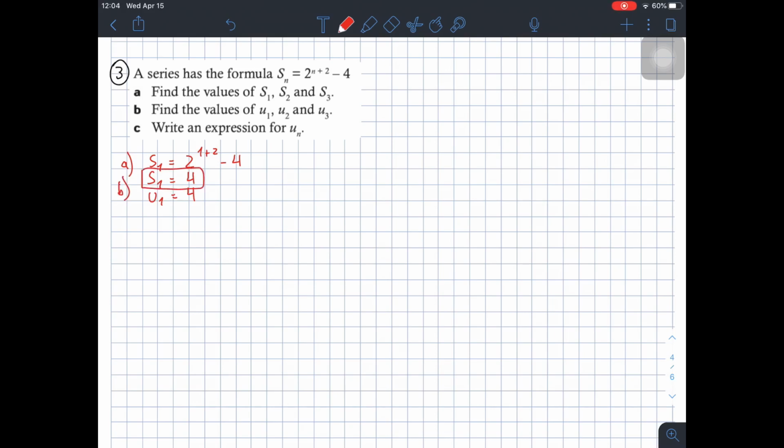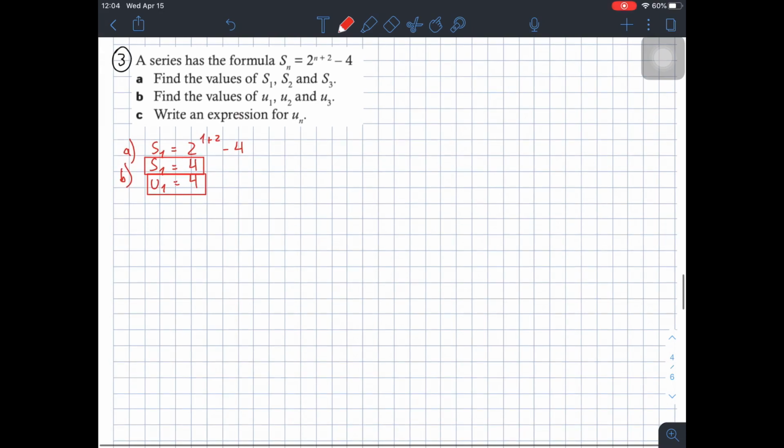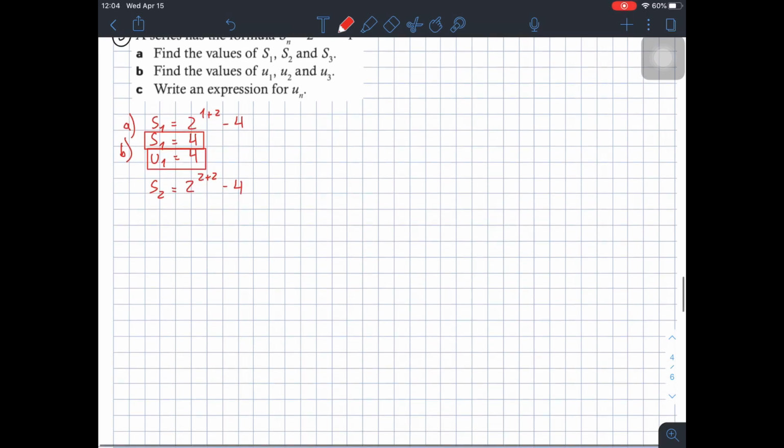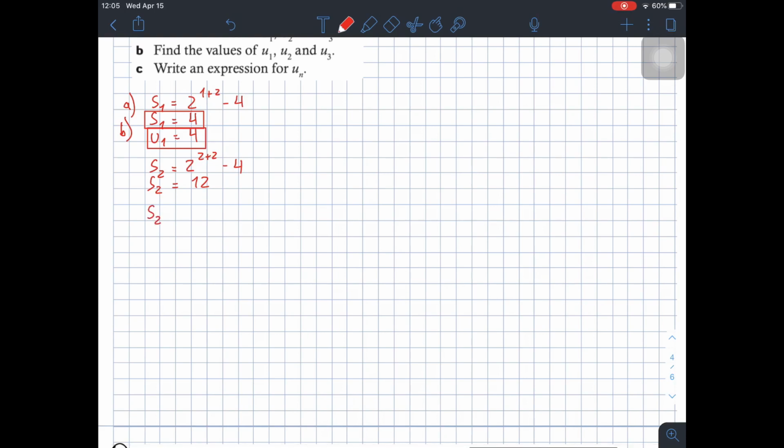So we have S1 and we have U1. There. Then S of 2, the sum of the first two terms of the sequence. This would be 2 to the power of 2 plus 2 minus 4, if we replace the value of n by 2. So this gives us, this is 4, 16, 16 minus 4 is, no, 2 to the power of 4. Yes, 2 to the power of 4 is 16 minus 4, 12. So this is the answer already for S of 2.